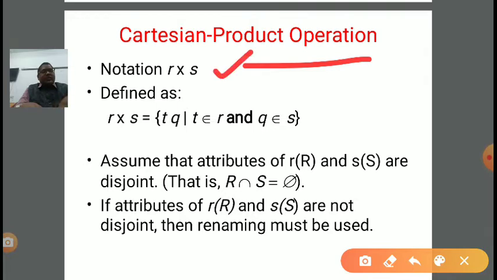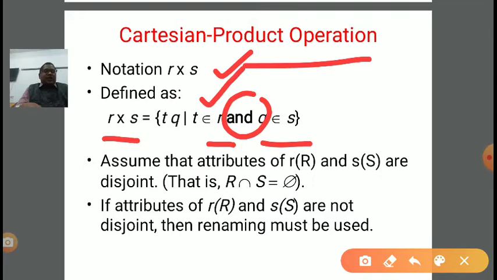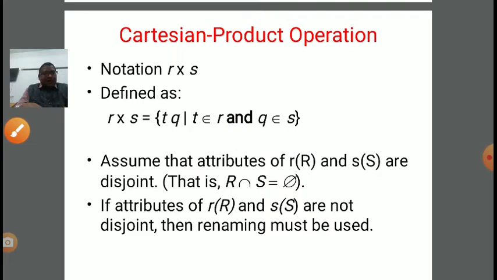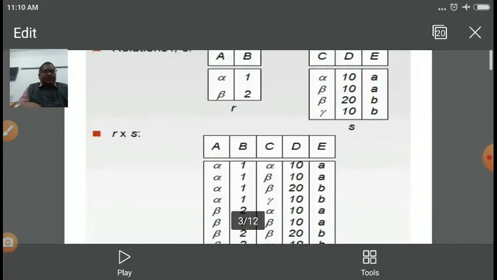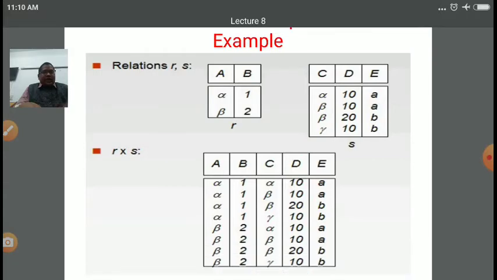Now how to define this in relational algebra? R cross S is the set of tuples such that t and q, where t belongs to R and q belongs to S. It is very important that at the same time t belongs to R and q belongs to S. Assume that the attributes of relation R and relation S are disjoint, that is, R intersection S is equal to empty set, meaning there are no common elements in relations R and S. If the attributes of R and S are not disjoint, then we must use the rename operation.